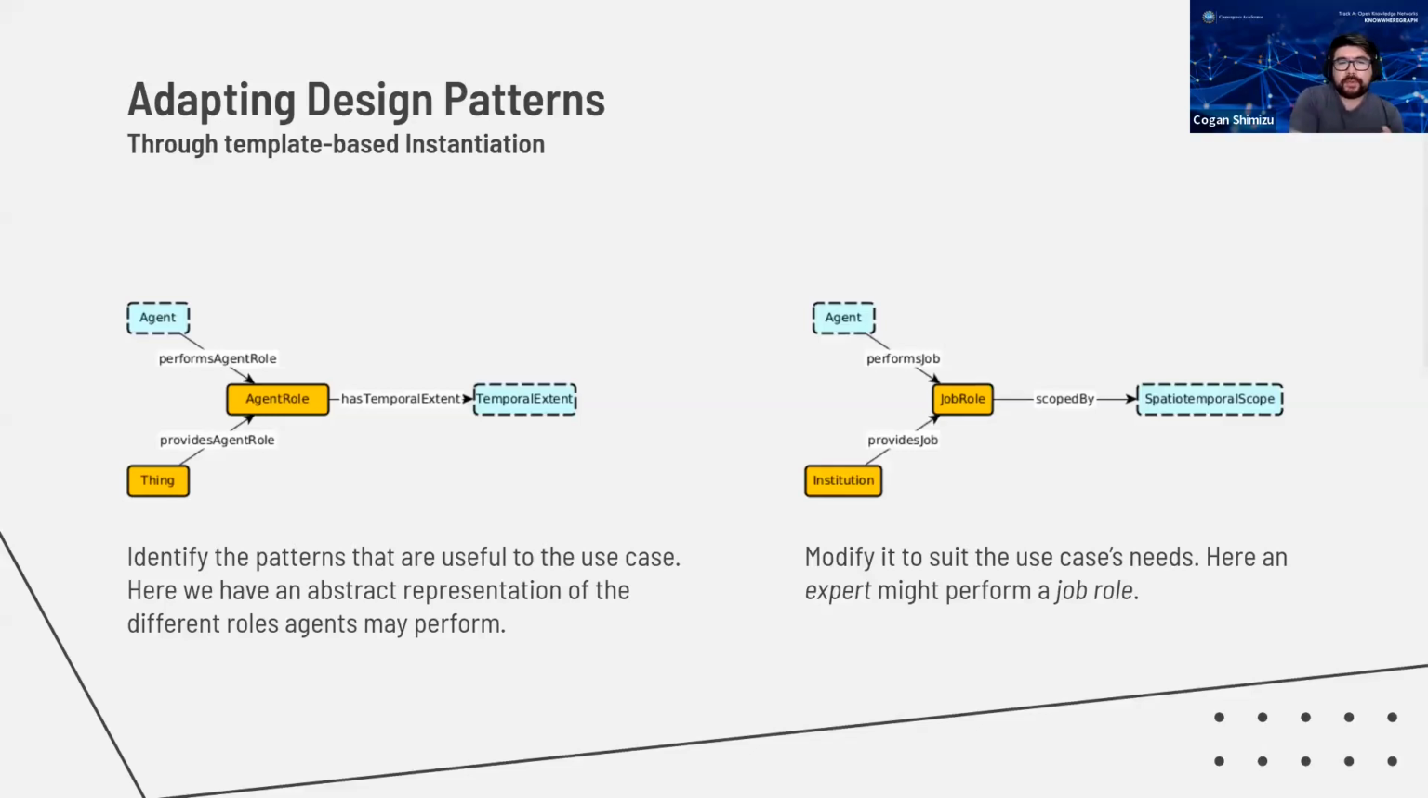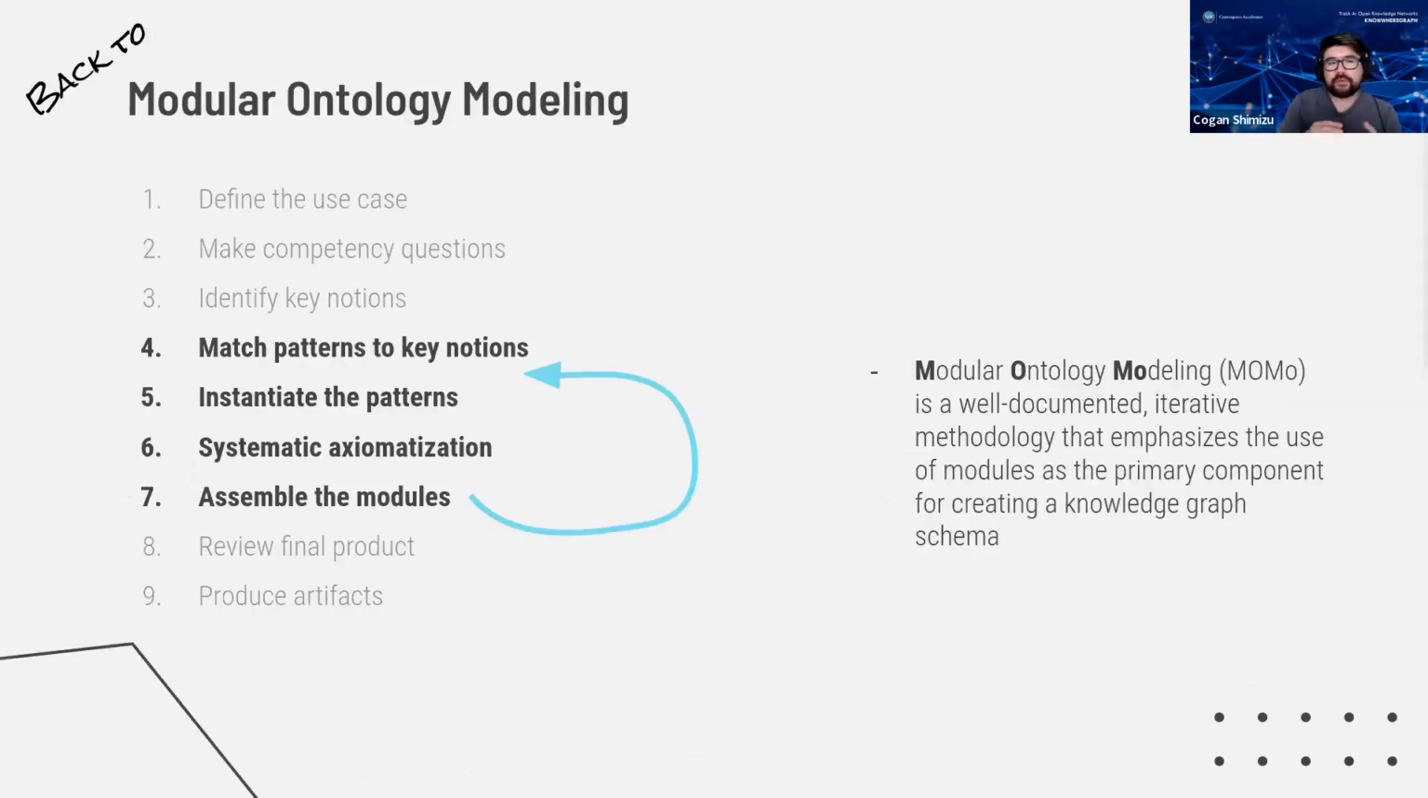And perhaps most importantly, it also gives us a structured way to approach that logical axiomatization. So we call this systematic axiomatization, but that's really just a fancy way of saying we go through each of the node edge node pairs within the schema diagram, and we attempt to logically formulate what that edge represents.